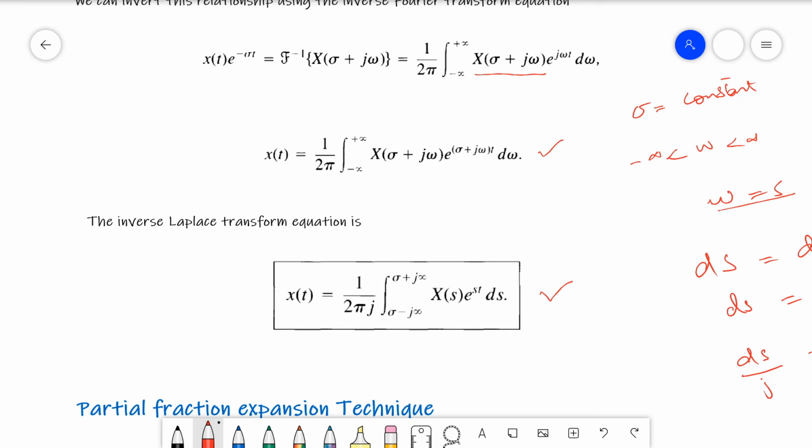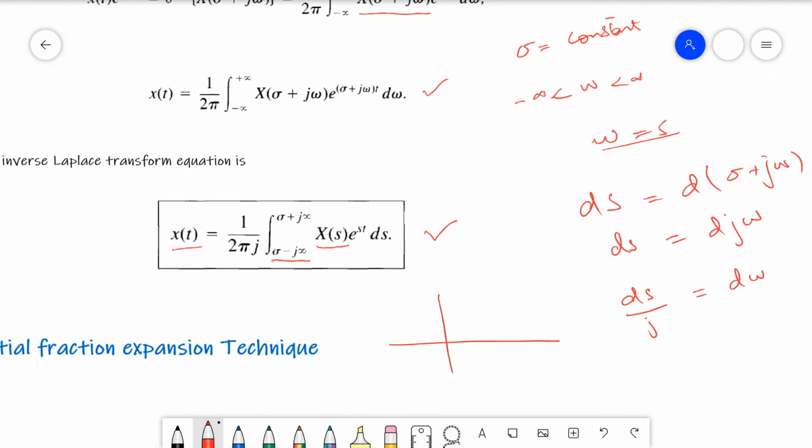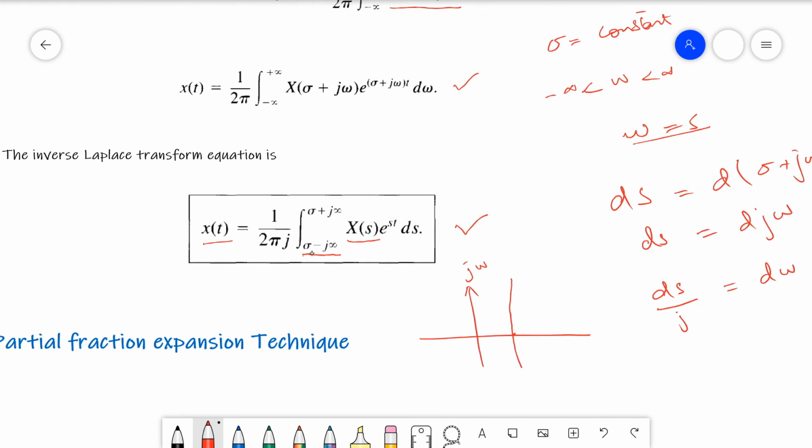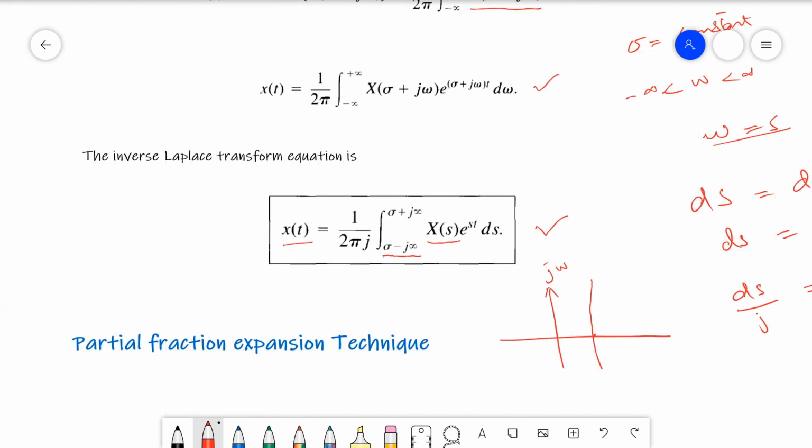This expression says that if we know X of s, the Laplace transform of x of t, then we can revert back to its time domain signal x of t. And also we have seen that since sigma is constant and omega is varying from minus infinity to infinity, the contour of integration is a line. If we plot it here, the contour of the integration will be a vertical line which extends from minus infinity to infinity on the j omega axis, and sigma is constant, which gives you the limits of this integration. However, we will not go into much detail of this expression. This was just to tell you how the inverse transform expression is found.